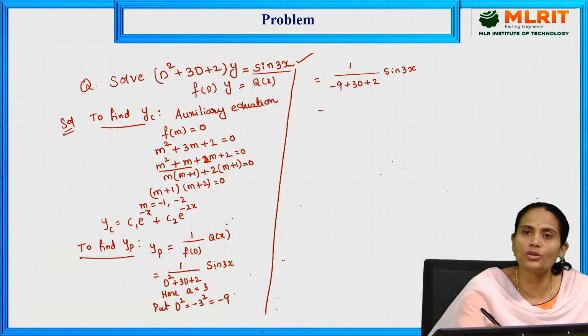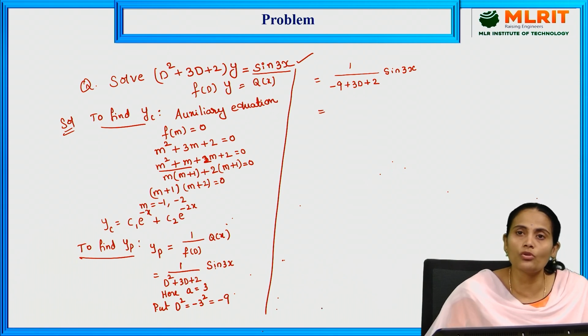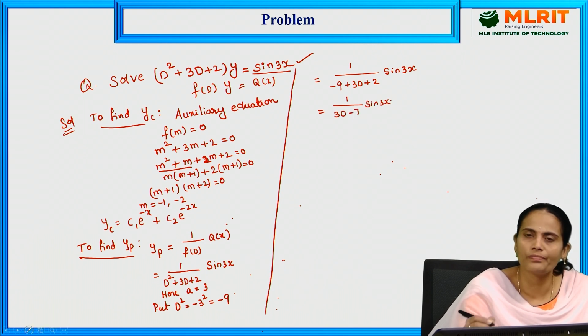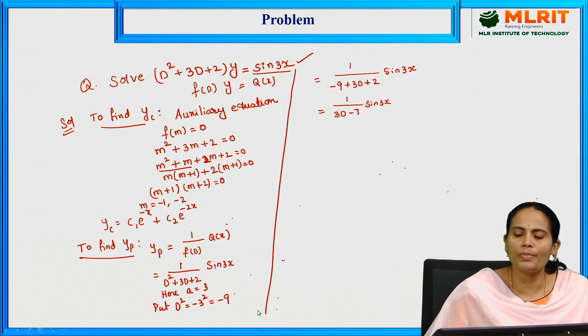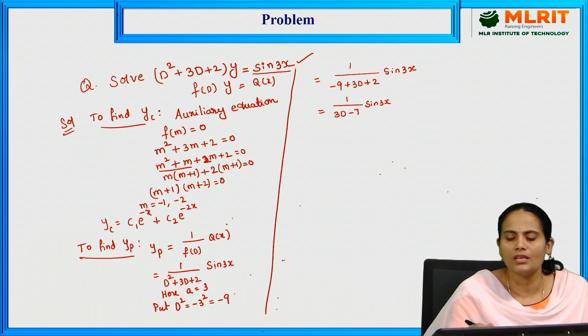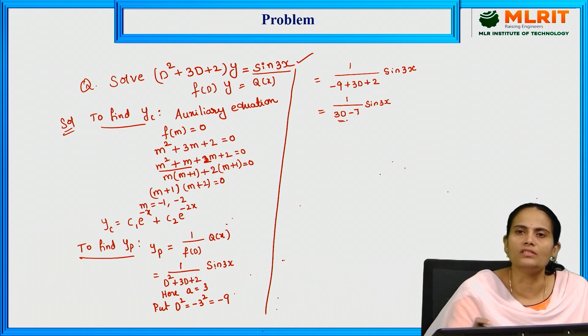That is the rule for yp when Q of x is equal to sine ax or cos ax. After the simplification, it gives 1 by 3D minus 7 into sine 3x. By rule 2, what substitution did we say? D square is equal to minus a square. But here the D term is there, and we require D square in the denominator. Then what do we have to do?